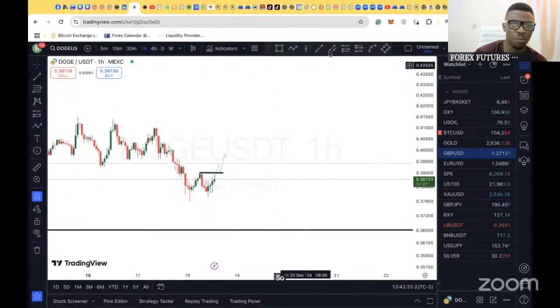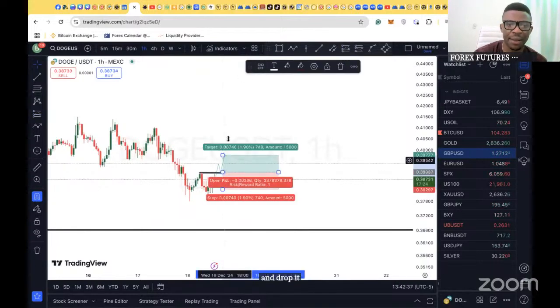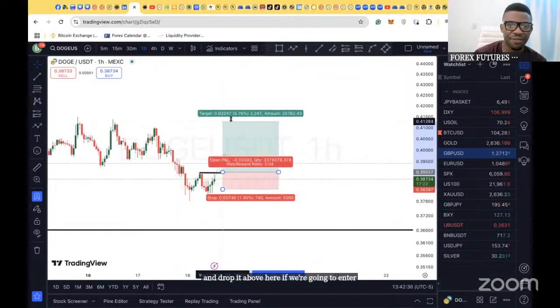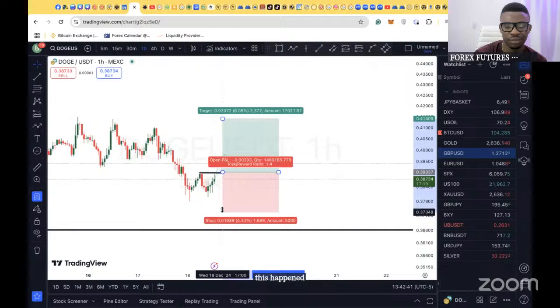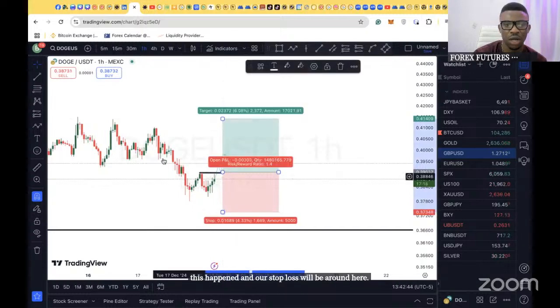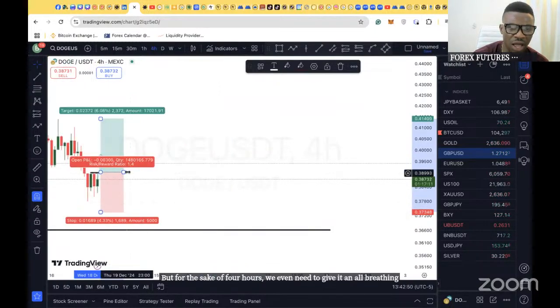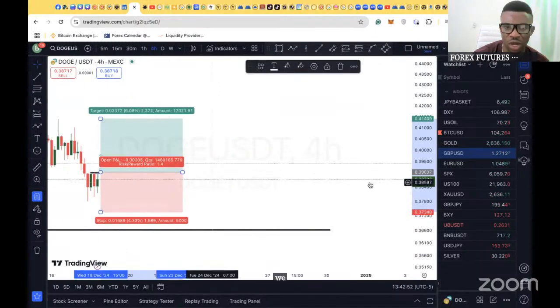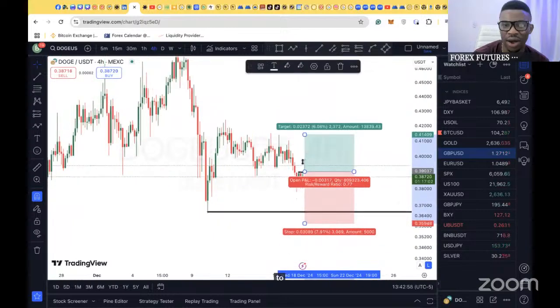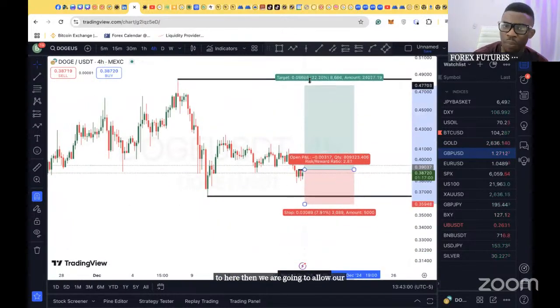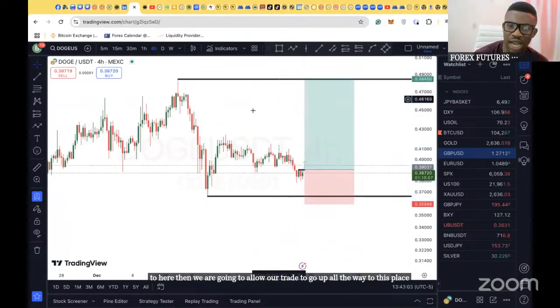So we go and pick up the long position and drop it above here. If we are going to enter based on the one hour time frame, we need to enter when we see this happen, and our stop loss will be around here. But for the sake of the 4 hours, we even need to give it enough breathing space. If we enter from 1 hour, we are not going to exit and chicken out from this trade. We are going to pull it down to here. Then we are going to allow our trade to go up all the way to this place. So we are not just going to scalp it.